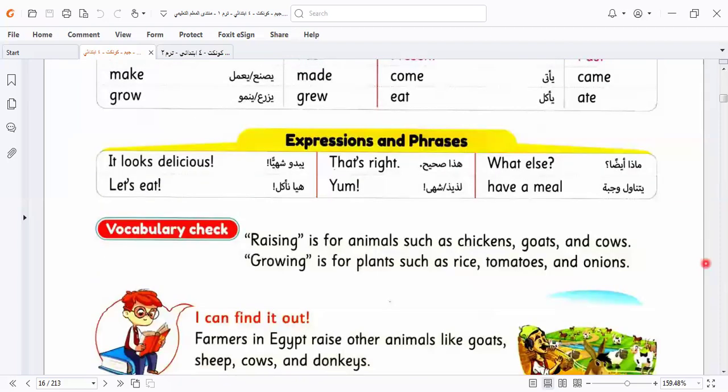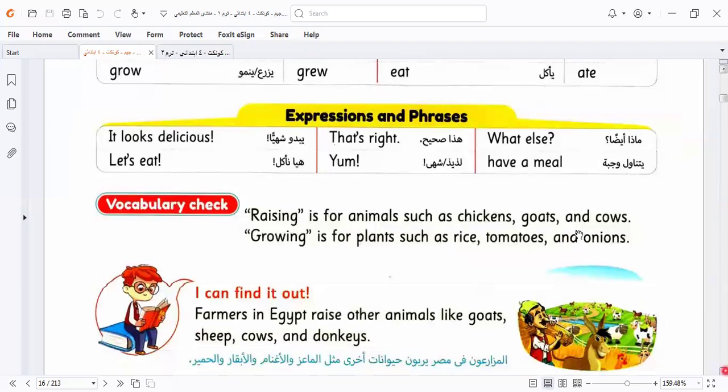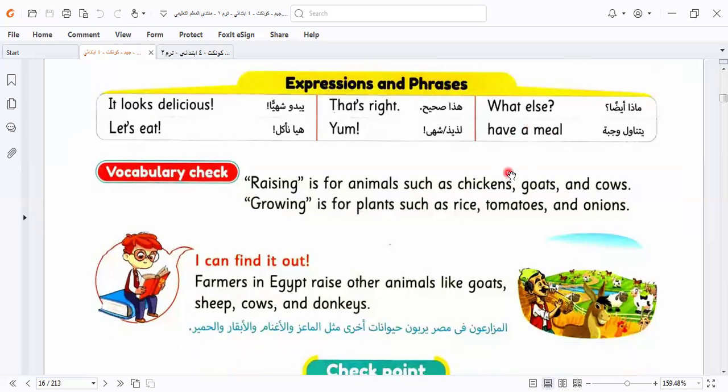Here we have some expressions I would like you to know, because it's important in writing paragraphs. Also, it looks delicious. Let's eat. That's right. Yum. What else? Have a meal. When we talk about meals, we must use have before meals. Have lunch, have dinner, have breakfast. So have must be followed by the meal.